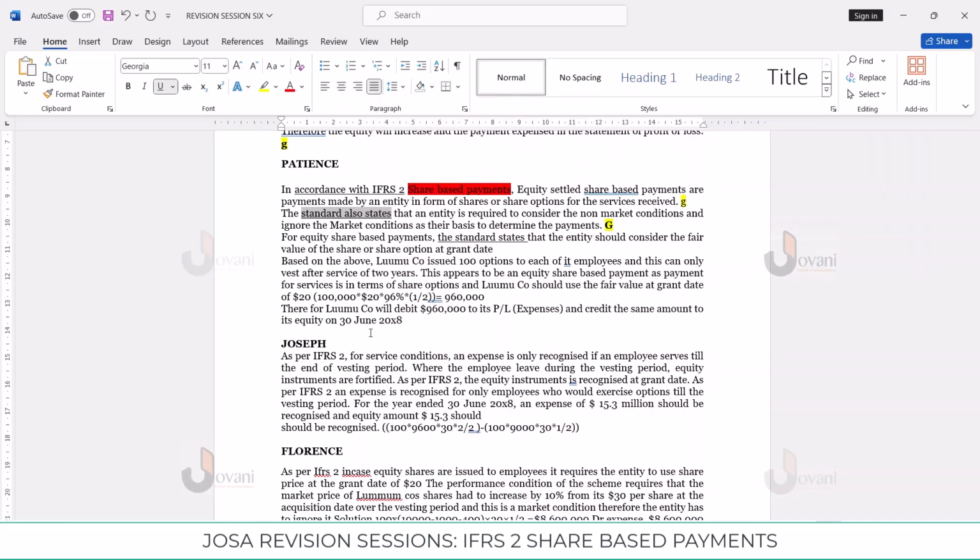Joseph: "As per IFRS 2, for service conditions and expenses only..." So maybe Patience, you forgot to talk about the service conditions. Yet they were in the statement, yet they were in the scenario. Okay? So you missed out that mark also. "As per IFRS 2, for service conditions, expenses are only recognized if an employee serves till the end of the vesting period." Okay, that is good, because they talked about you commenting on the impact.